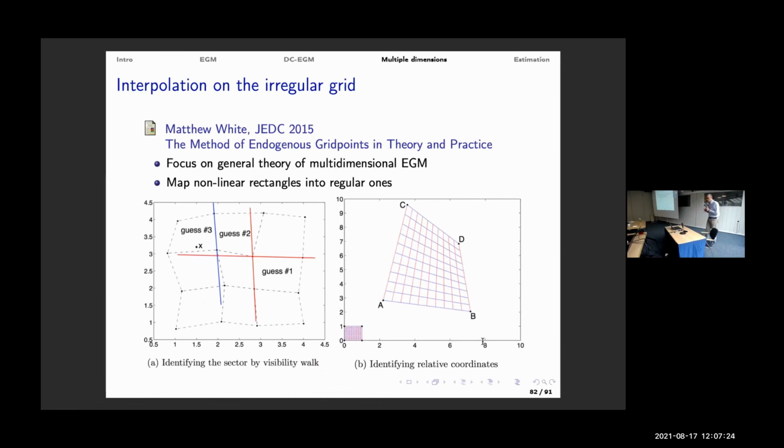Now we have a couple of papers. One is by Matt White, who is dealing with this irregularity of the grid in a particular way. He's going into the structure of these irregularities. He says, yes, we have this nonlinear rectangle, but we can map it into something useful and interpolate the mapped, transformed functions, and then do the inverse transformation to get the values on this irregular grid. So that's one approach to do it.